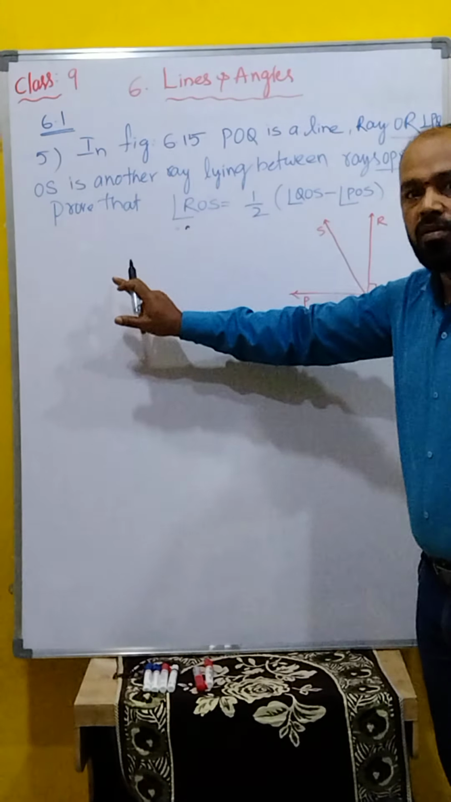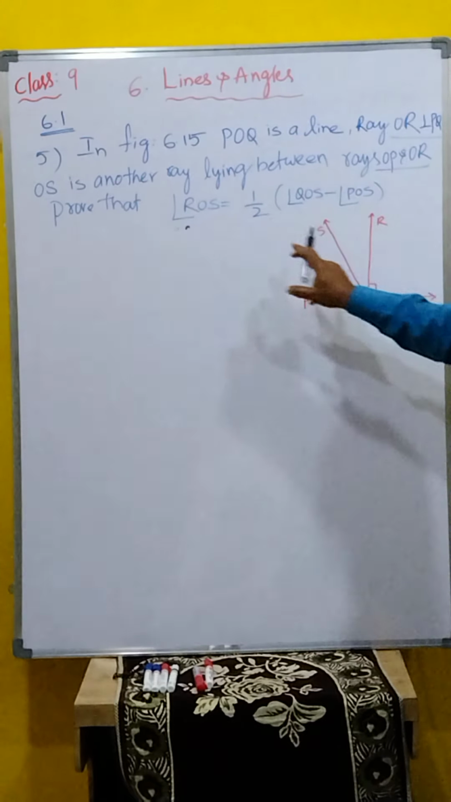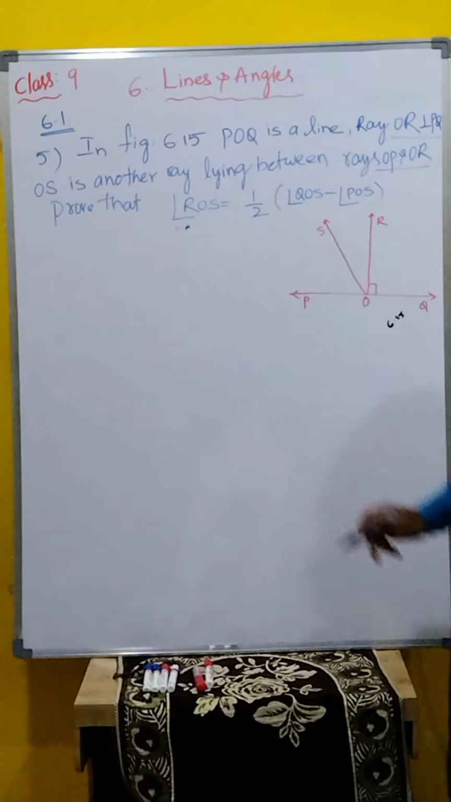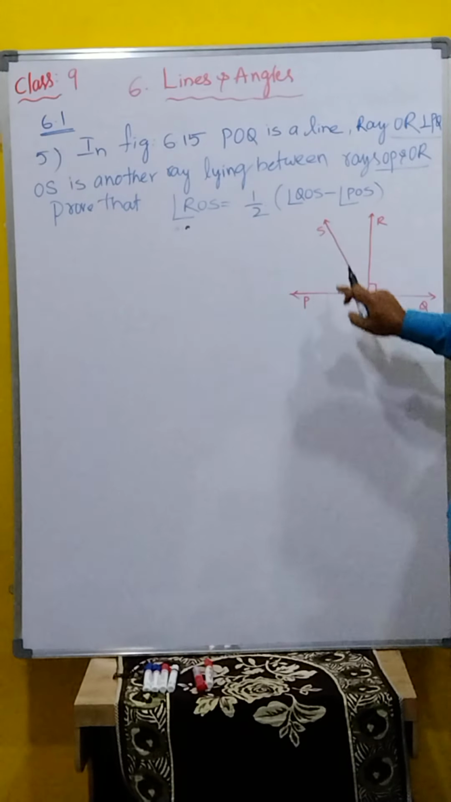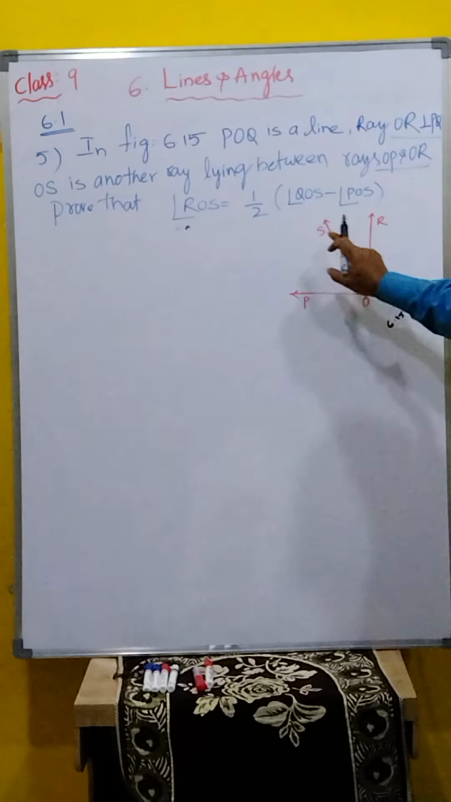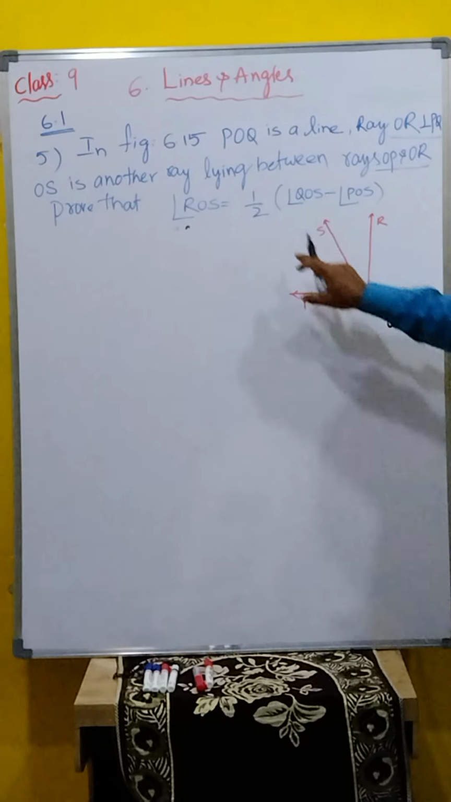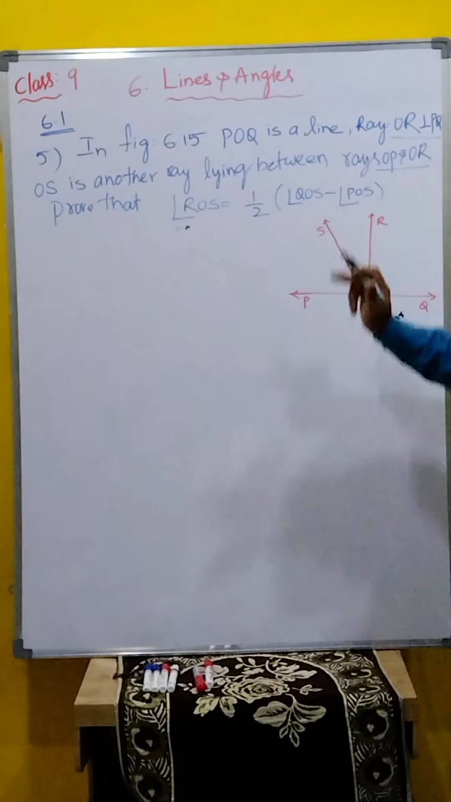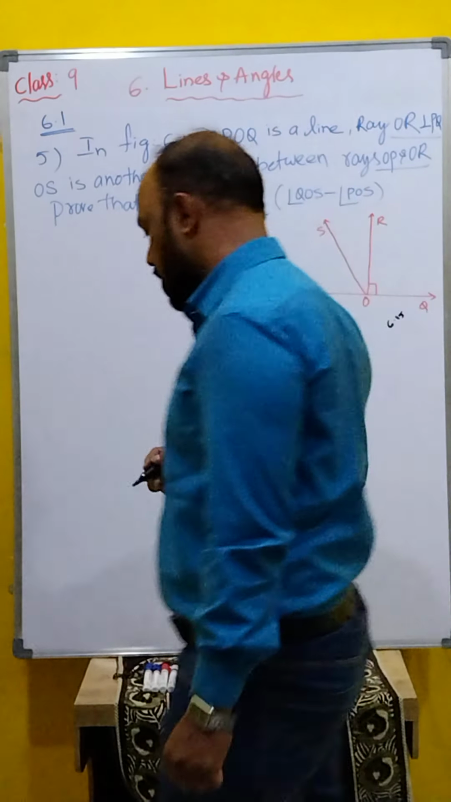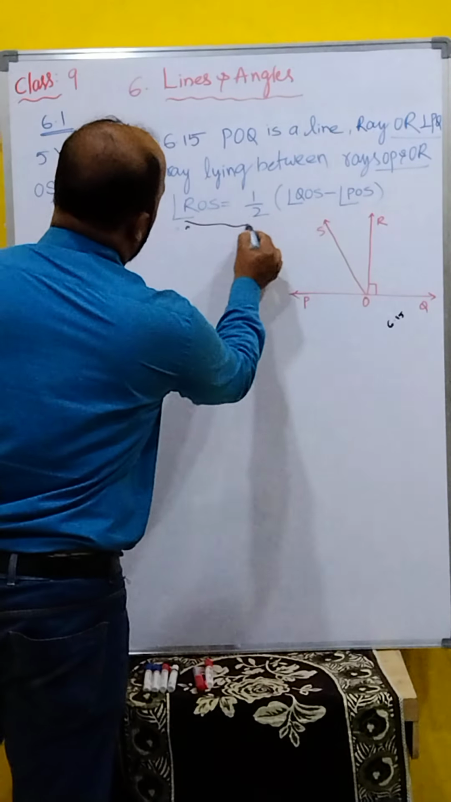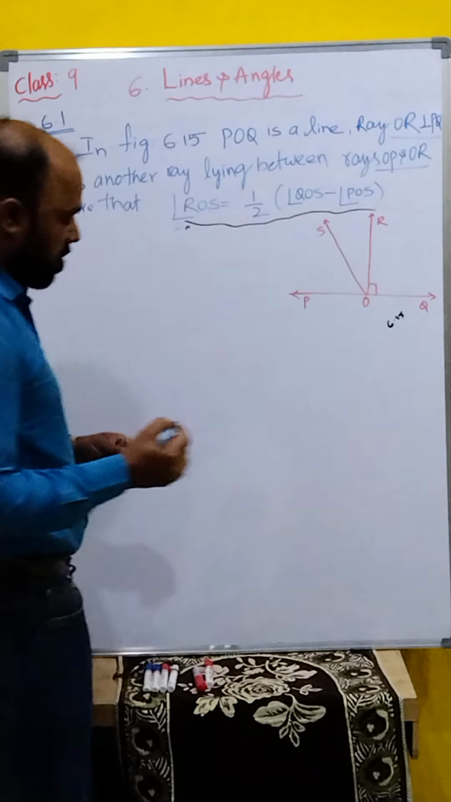And finally, what do we have to prove? Prove that angle ROS, the middle part, is equal to half of angle QOS minus angle POS. That we have to prove. Here 2-3 methods are there, but I will explain a very simple way.